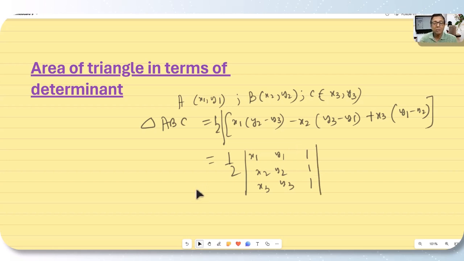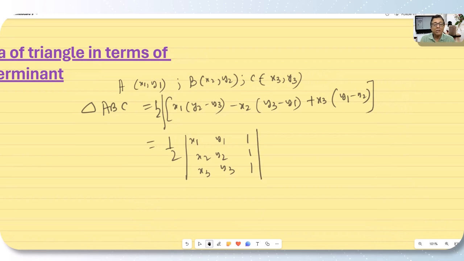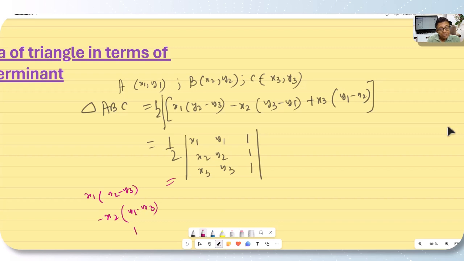Of course we can write. Because if you expand this, it will give you... we just expand this determinant. Value is x1, I am expanding in terms of the first column, minus x2 (y1 minus y3) plus x3 into (y1 minus y2). Okay.